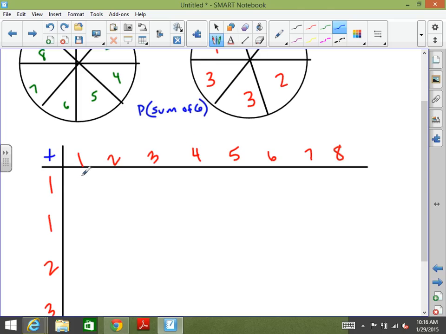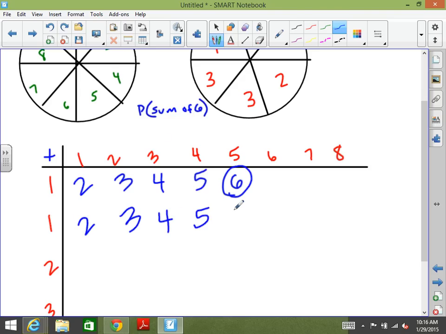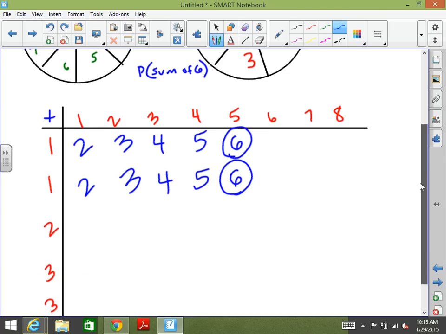Okay, here we go. 1 and 1. 2 and 1. 3 and 1. 4 and 1. 5 and 1. Can I stop? I love the kind where you can stop. Okay, next one. 1 and 1. Nope, 1 and 1. 2 and 1. 3 and 1. 4 and 1. And 5 and 1. So we get the same row twice.